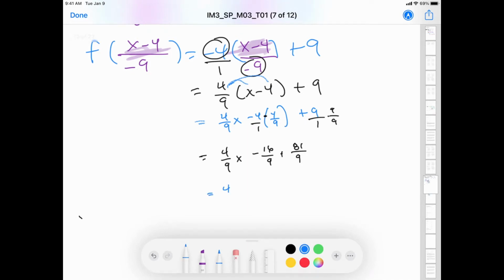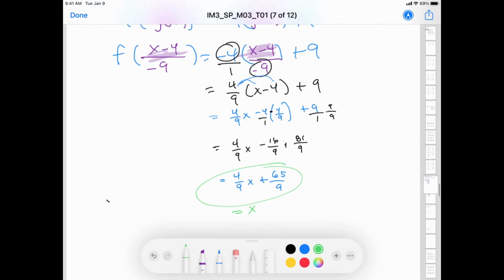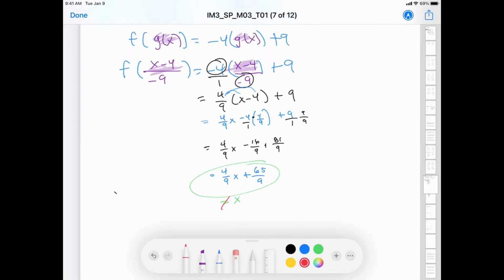And then you can do 4 ninths x, negative 16 plus 81. I'm going to put that in my calculator. Positive 65 over 9. Okay, question. Does that equal x? The answer would be no. Let's double check by doing the other one.